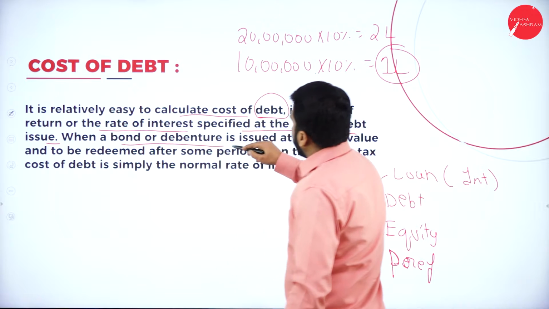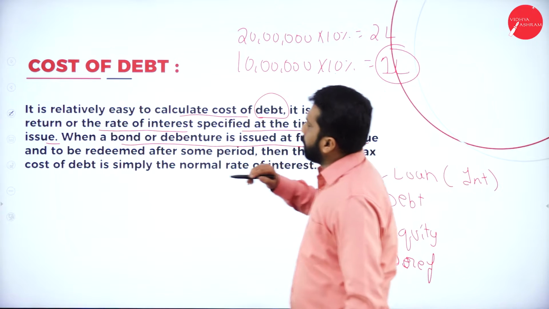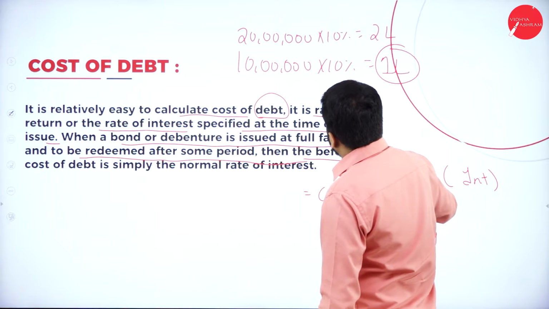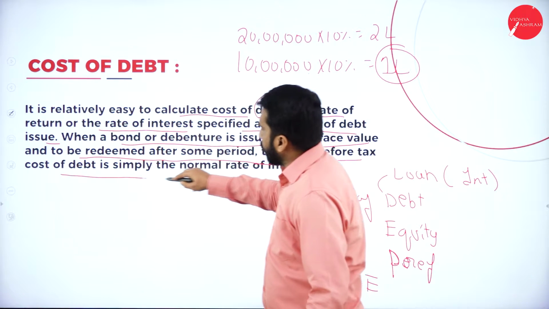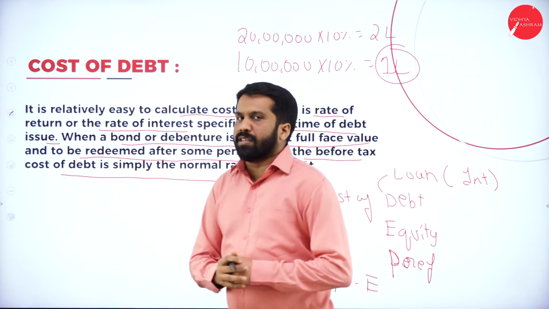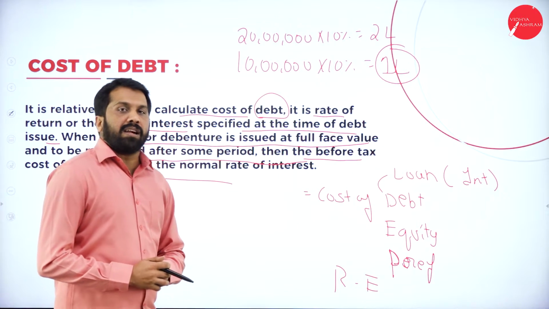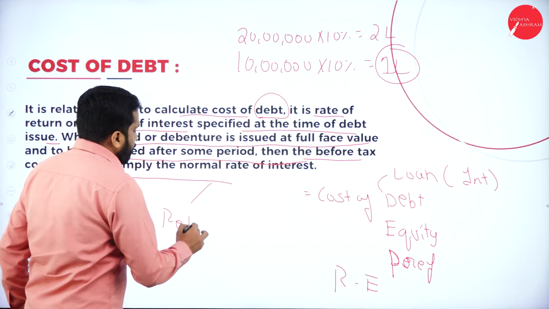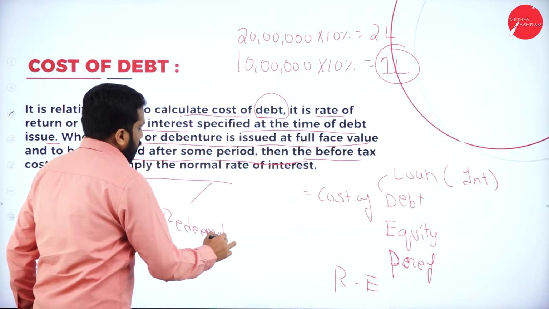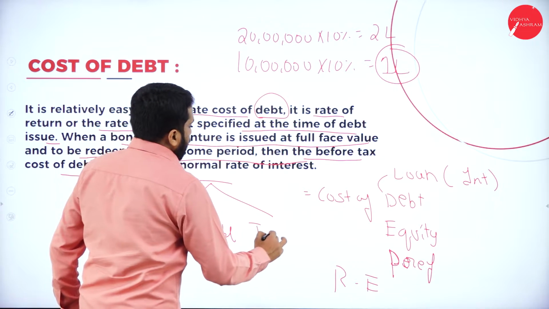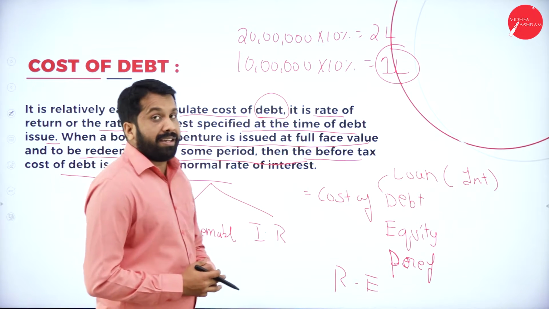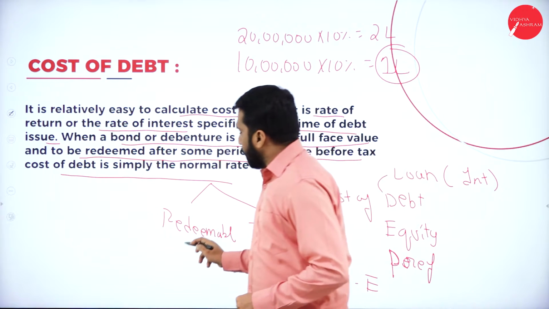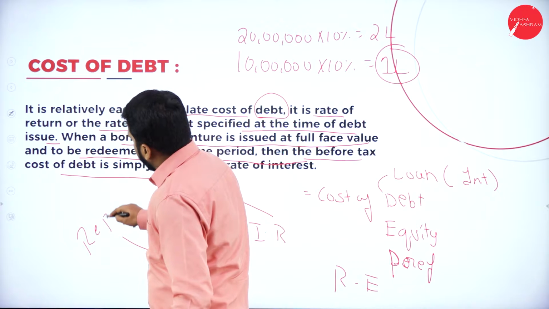When a bond or debenture is issued at full face value and is to be redeemed after some period, then the before-tax cost of debt is simple. So I'll explain you this. What is this? Now, under debenture, we'll have two things. One is redeemable. Another one is irredeemable. Redeemable, irredeemable. Redeemable means what? Redeemable means, remember, it is repayable.